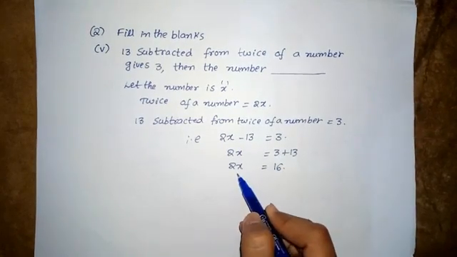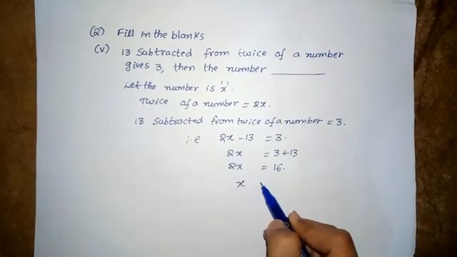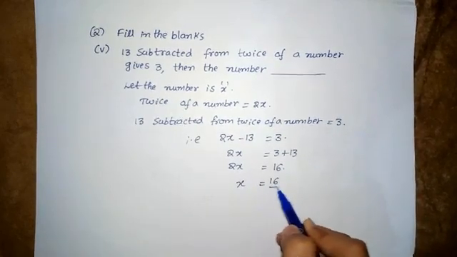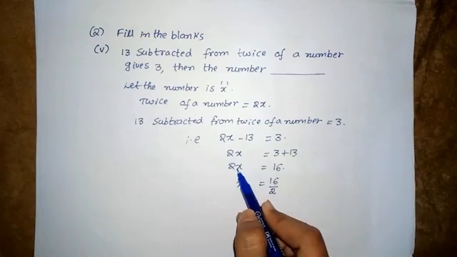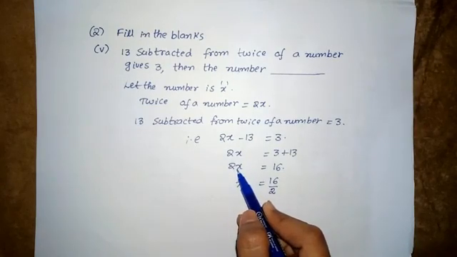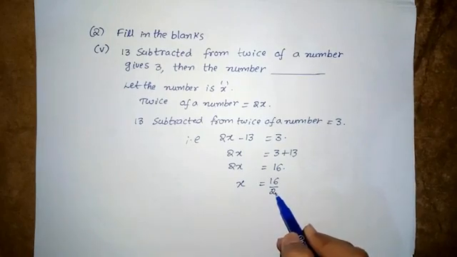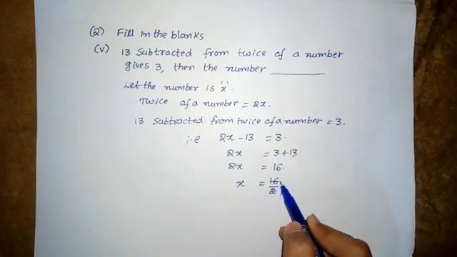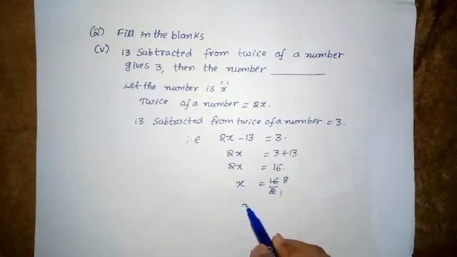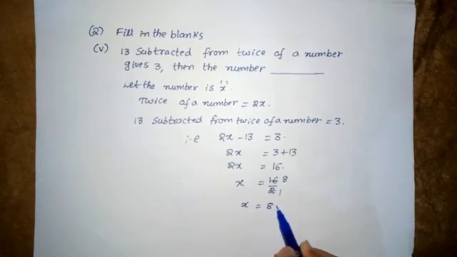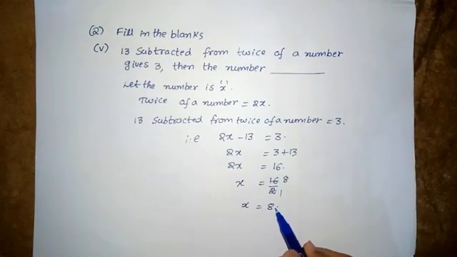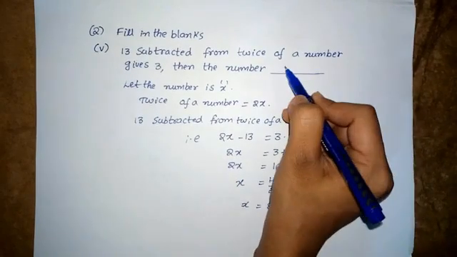Now find the x value. From this, x is equal to 16 by 2. The 2 on the left side is 2 into x, multiplication, so it moves to the right side as division by 2. So 2 ones are 2, 2 eights are 16. So from this x equals 8. So the number is x equal to 8. So the number is 8.